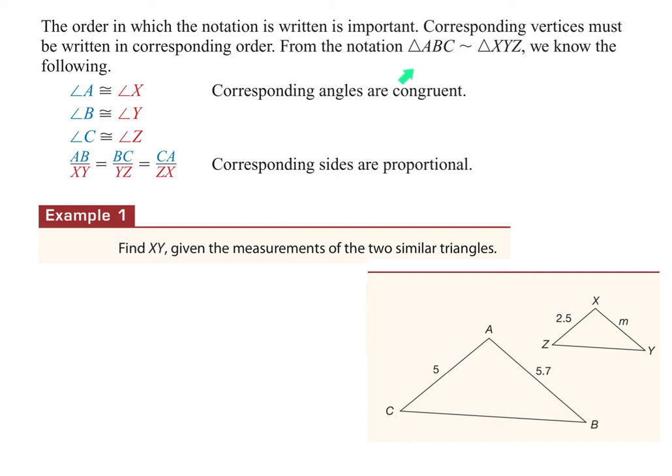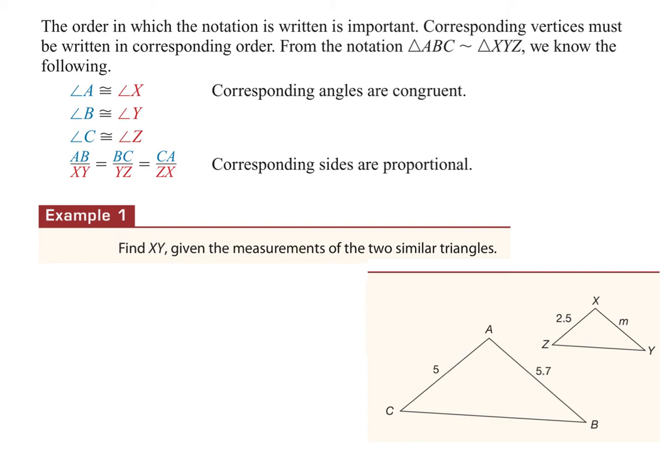And by writing it like this, they actually tell you some information. They tell you that A would be equal to X in its measurement, that B would be equal to Y in its measurement, and that C would be equal to Z in its measurement. So the order matters when you write your similar. It also tells you that AB would be the side length that corresponds to XY, that BC would correspond to YZ, and that AC would correspond to XZ. They've written it in a specific order so that you know how those things are similar.